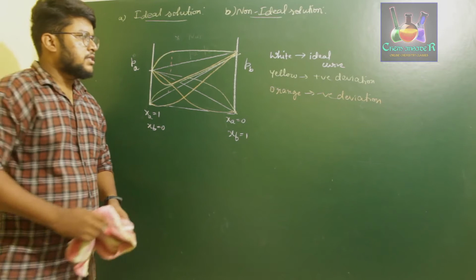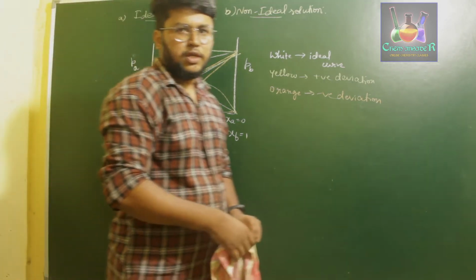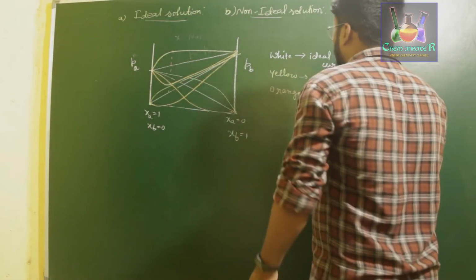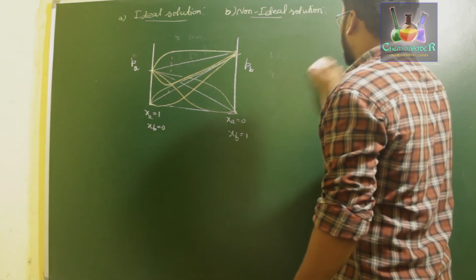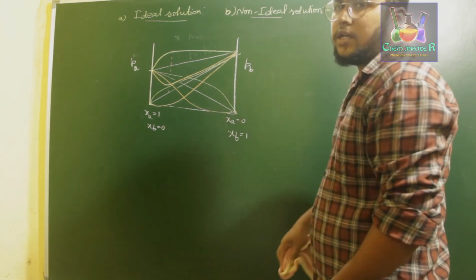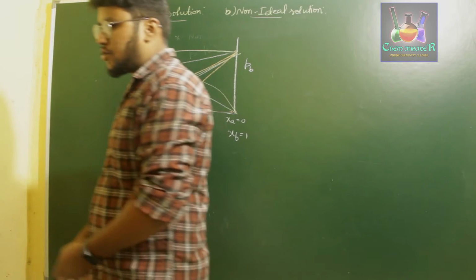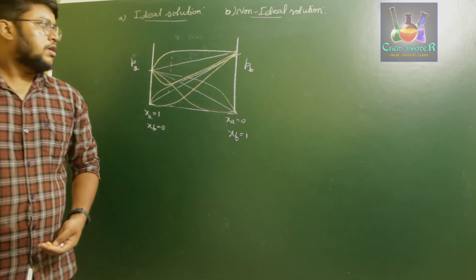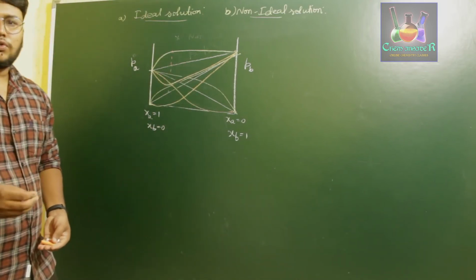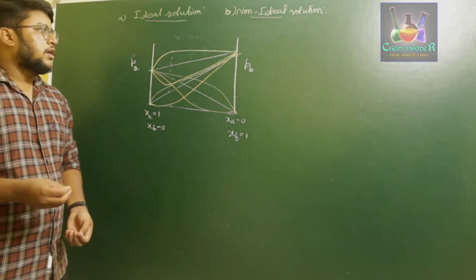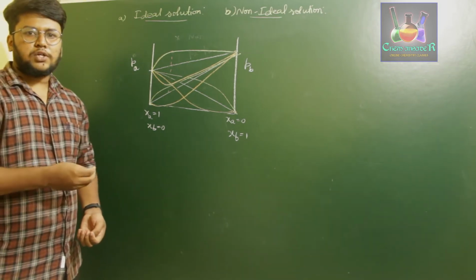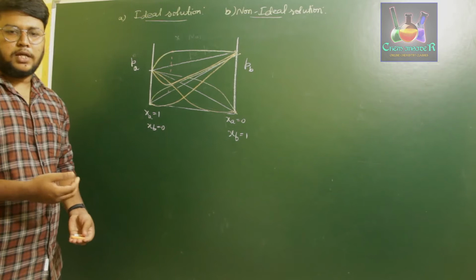So why does this negative deviation or positive deviation happen? The reason is the nature of the solute and solvent being taken. The nature of the solute or the solvent which you are taking will result in the deviation. It may be either positive or negative.